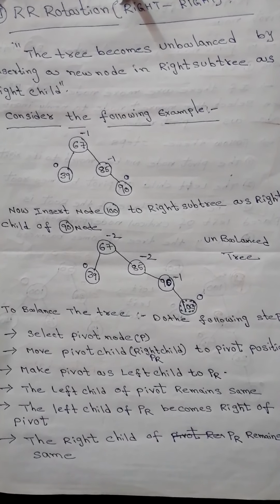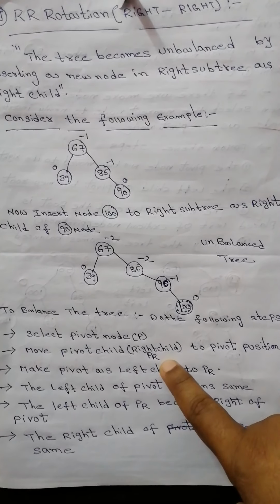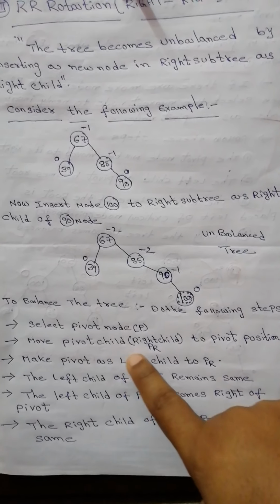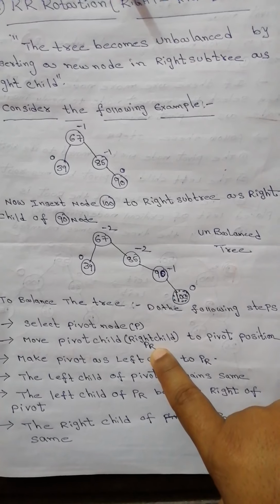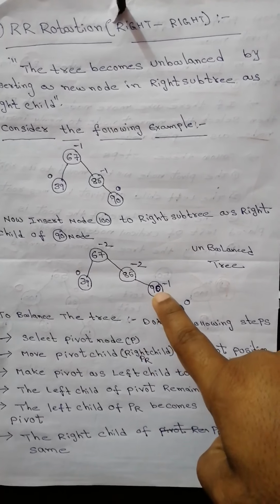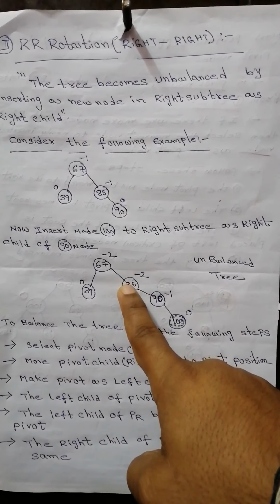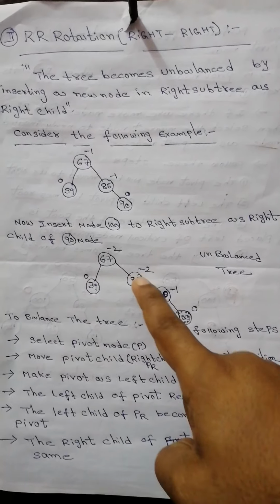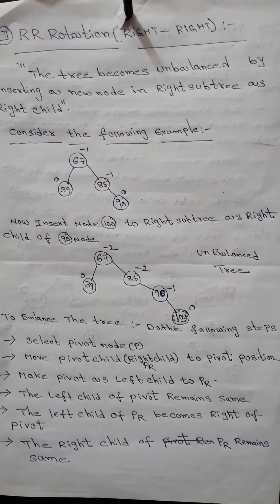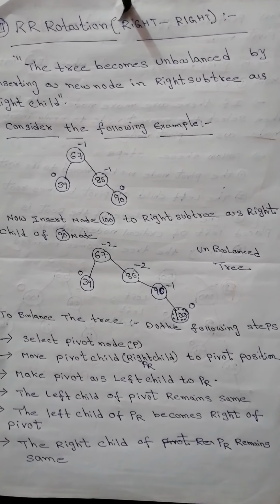After selecting the pivot node, the second step is to identify the pivot's right child, and move the pivot's right child to the pivot position. This is the pivot node and this is the right child of the pivot. Move this 90 to the pivot position. After moving 90 to the pivot position, there may be left subtrees and right subtrees on the nodes, so we need to change them.